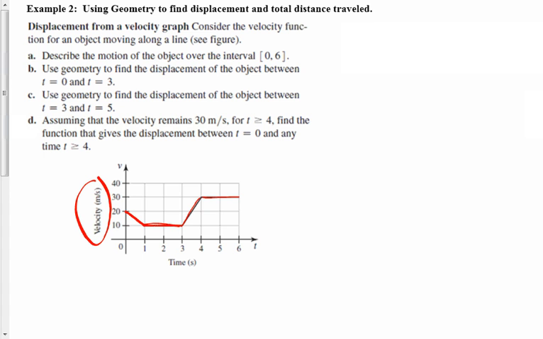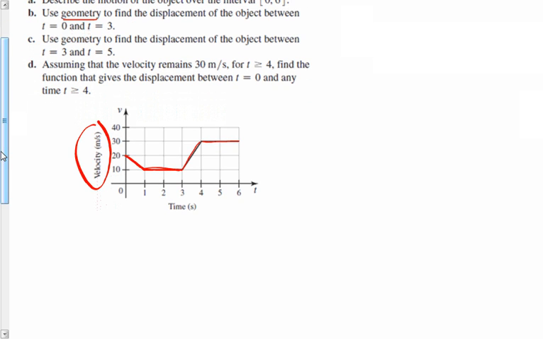That's a brief overview, but I want you to be careful about some of the conclusions you draw, especially because this is a velocity curve. Okay? We'll move on to part B. Use geometry, is good, to find the displacement of the object between t equals 0 and t equals 3. Is this a Riemann sum?